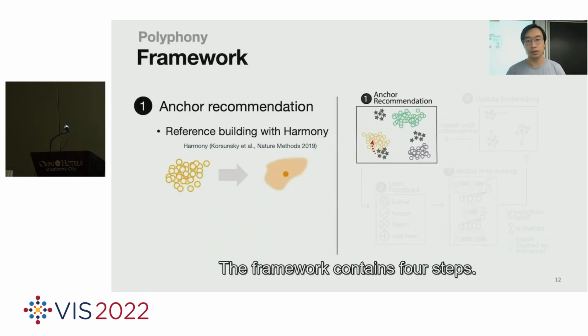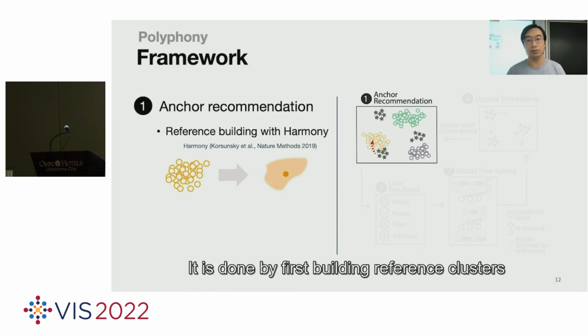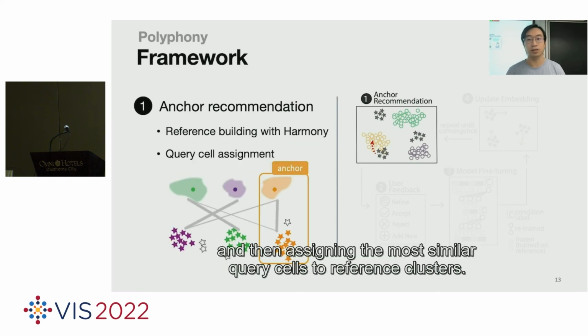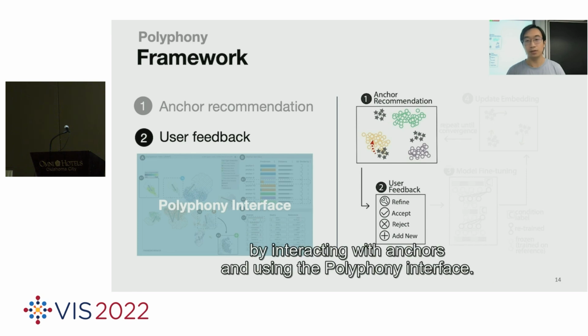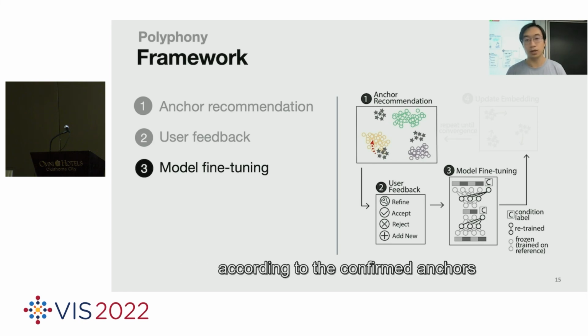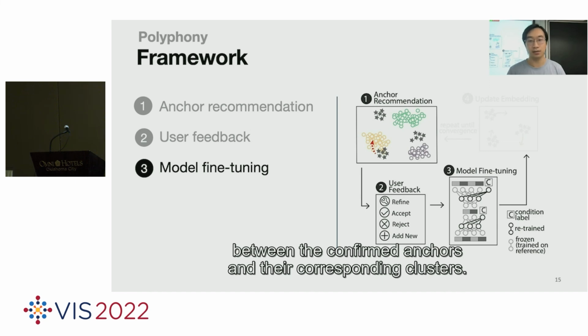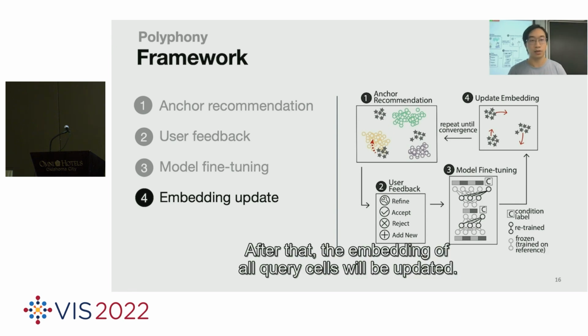The framework contains 4 steps. In the first step, the system recommends anchors to users, which is done by first building reference clusters and then assigning the most similar query cells to reference clusters. In the second step, users provide feedback by interacting with anchors using the Polyphony interface. In the third step, the system fine-tunes the model according to the confirmed anchors, where we simultaneously minimize the original loss and the distances between the confirmed anchors and their corresponding clusters. After that, the embedding of all query cells will be updated.